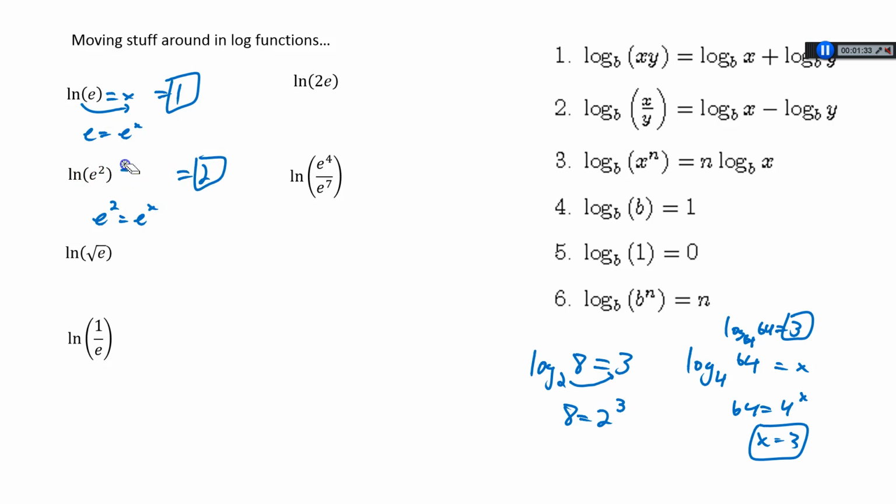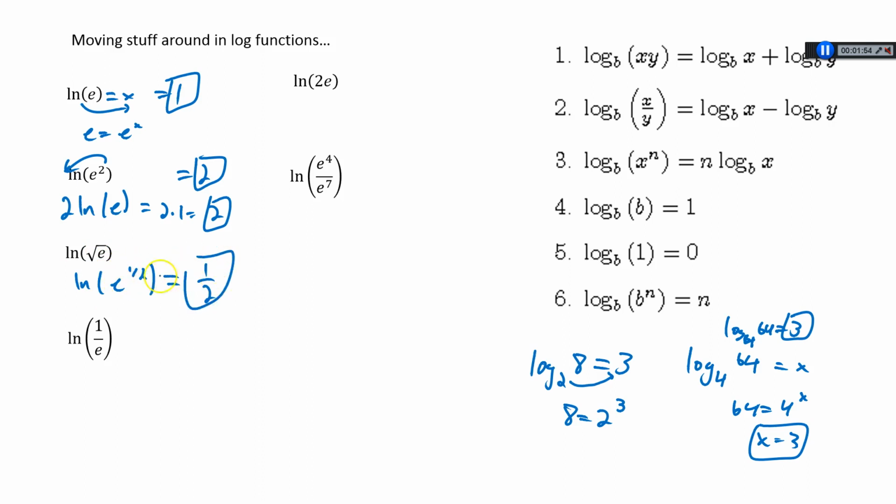The other way to do this problem, though, is you could bring the 2 to the front. So you have 2 natural log of e, and then natural log of e, we just said is 1, so that's 2 times 1 is 2. Either way you do it, you get the same thing. Doesn't matter. Natural log of root e. Interesting. This is e to the 1/2 power. So I'm going to rewrite it like that. That answer is 1/2, right? Because e to the 1/2 is equal to e to the 1/2. 1 over e, we could write that different too. e to the negative 1. This is equal to negative 1.